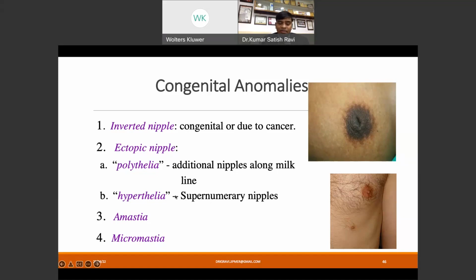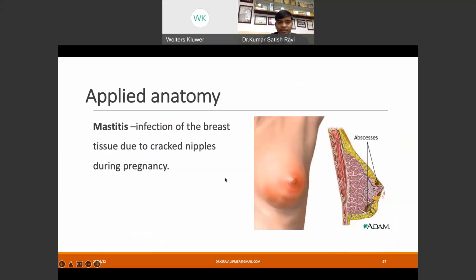Then there is the condition where there is agenesis, or absence, of the breast, which we call amastia, or when it is rudimentary, it is called micromastia. So these are the different birth defects or congenital anomalies: inverted nipple, ectopic nipple like polythelia, hyperthelia, amastia, and micromastia. Now in this clinical condition, it happens because of infection of the breast tissue due to cracked nipples, and this usually happens during pregnancy. Whenever there is an infection of the breast, that condition we call mastitis.